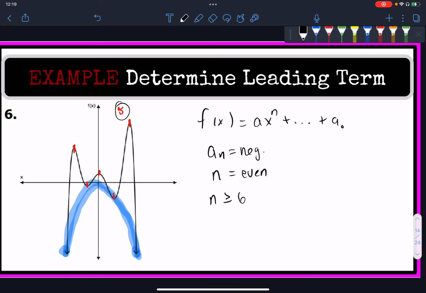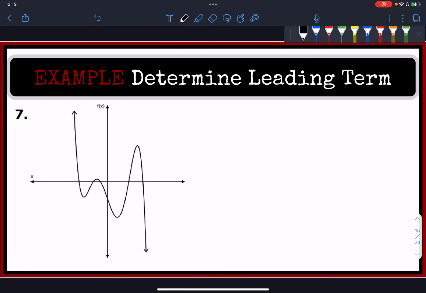Let's do one more. So for this one, this is a polynomial, and I know it's a polynomial because when it turns, it's smooth, the curves are smooth, and there are no holes, no gaps, it's continuous. It's one continuous function. So I know it's a polynomial, and it's going to have this general form. All I want to do is identify what the exponent and the coefficient for this polynomial are going to be.